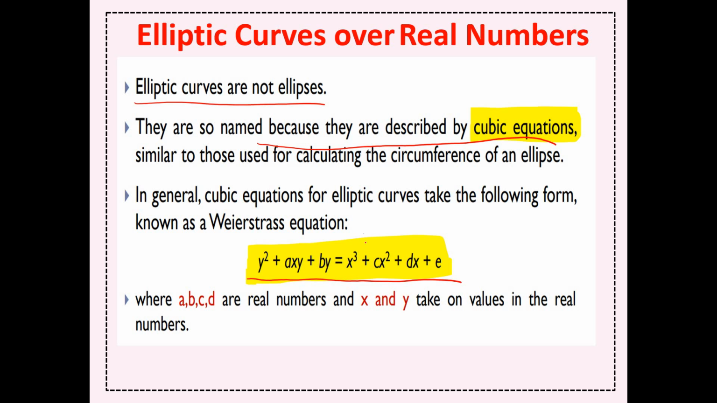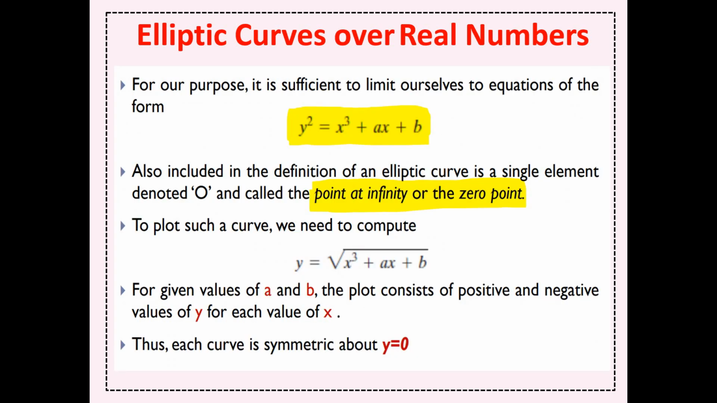But basically, you can see this is cubic. X is cubed, and you can see a, b, c, d are all real numbers. X and y take values based on the real numbers. Now, please make a note of it: for us, it's only required with this equation, y square equal to x cube plus ax plus b. Only this you keep in mind, because that is only relevant for us.